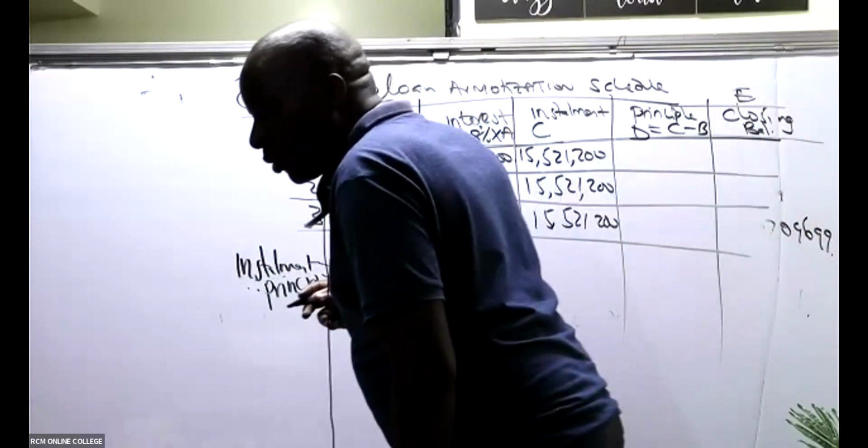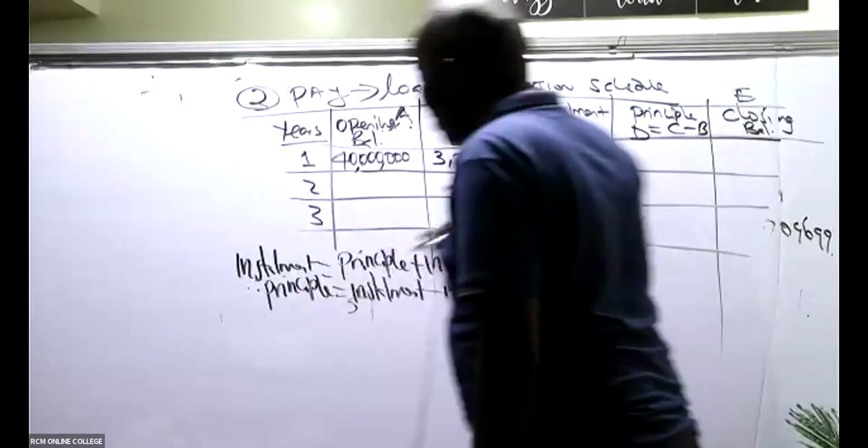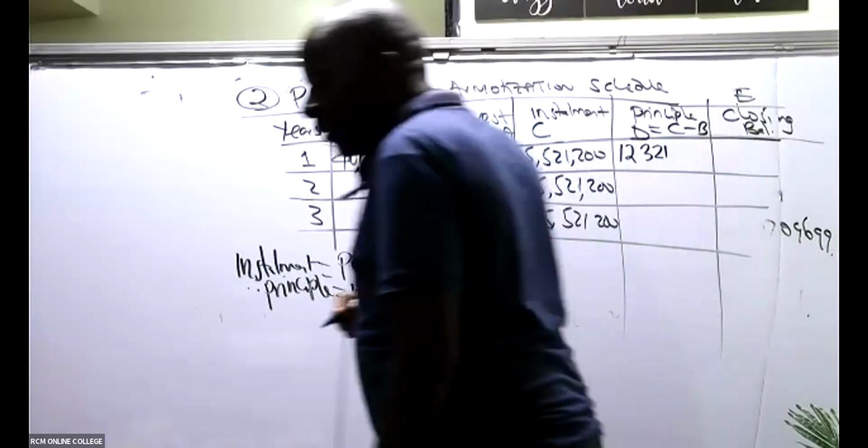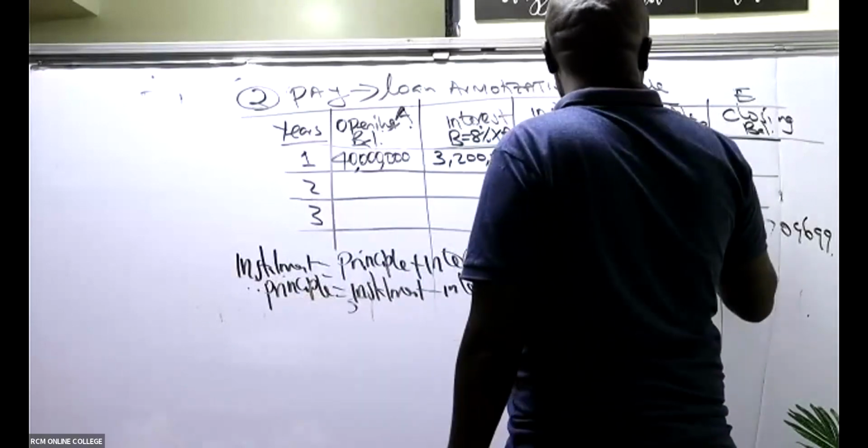So a great ninja here called Hope says 12,321,200. Thank you so much.